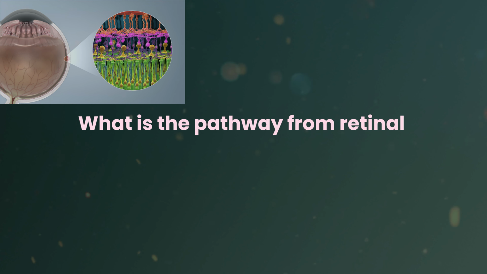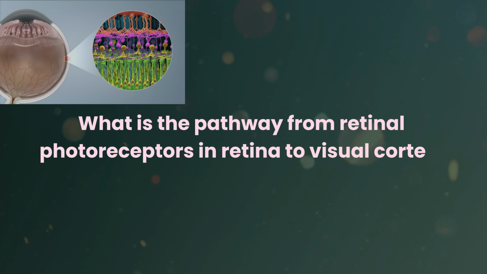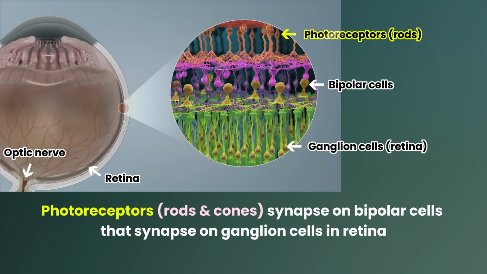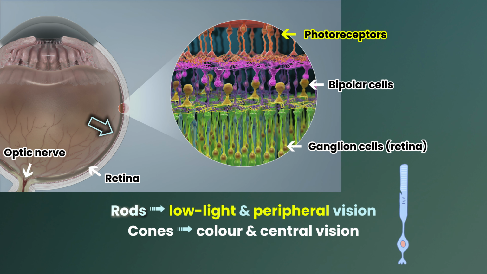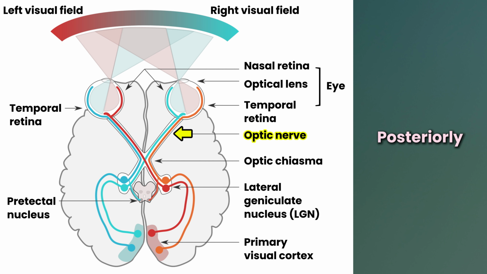What is the pathway from retinal photoreceptors in the retina to the visual cortex? Photoreceptors, rods and cones, synapse on bipolar cells that synapse on ganglion cells in the retina. The photoreceptor rods are involved mainly in low light and peripheral vision, whereas the photoreceptor cones are mainly involved in color and central vision. The optic nerves travel posteriorly and merge to form the optic chiasm.